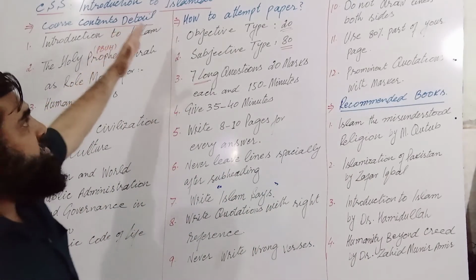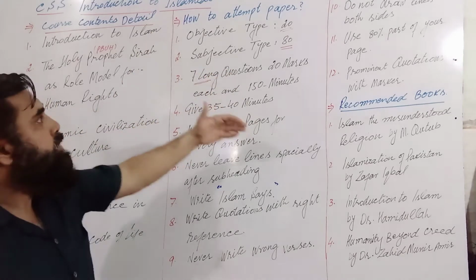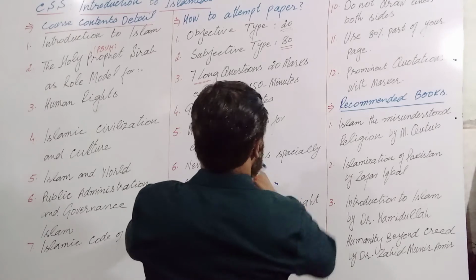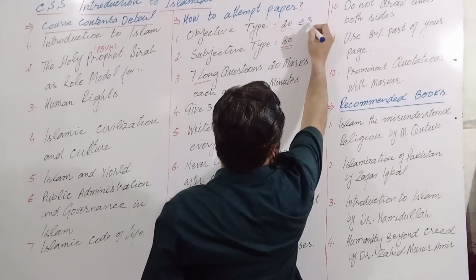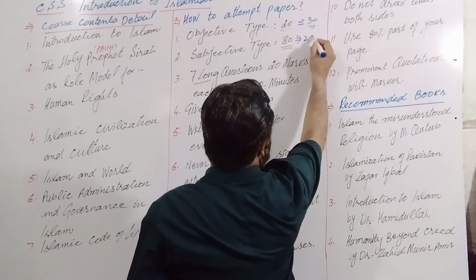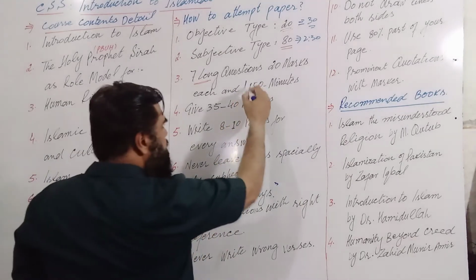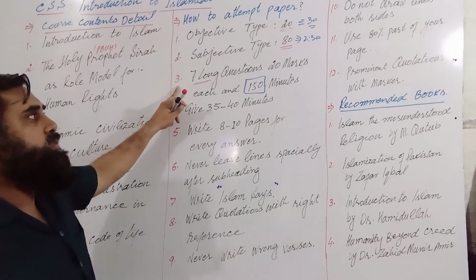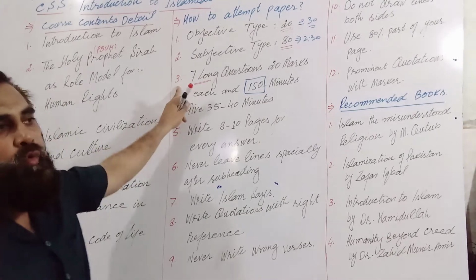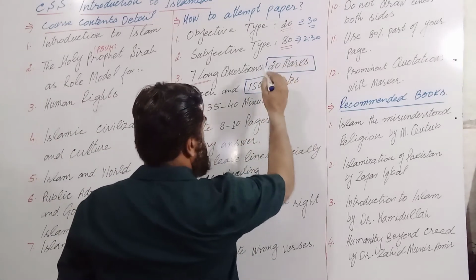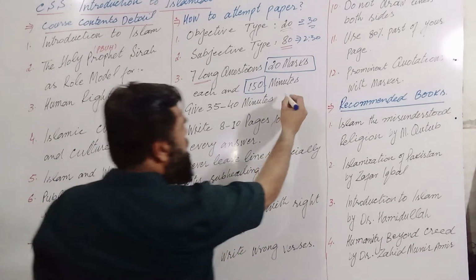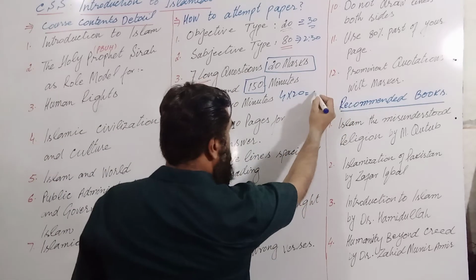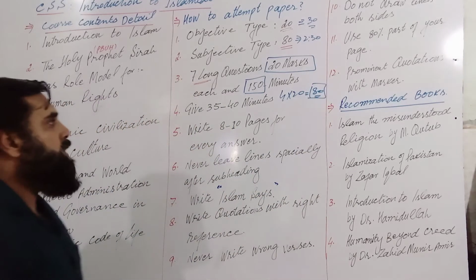So how to attempt this paper? As I discussed in the beginning, the objective type paper carries 20 marks, and 30 minutes will be given for it. For the subjective type paper, 2 hours and 30 minutes will be given, which means we have 150 minutes to attempt the long questions. 7 long questions will be given to you, and you must attempt 4 questions. Every question has 20 marks, and 80 marks in total are for your subjective type paper.